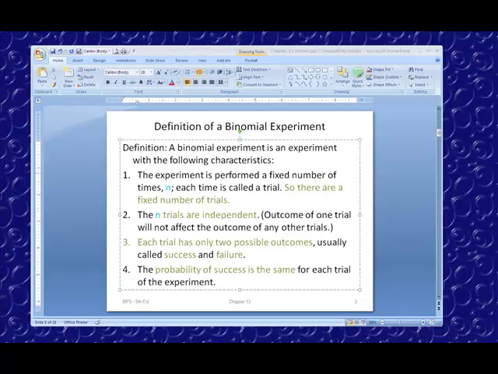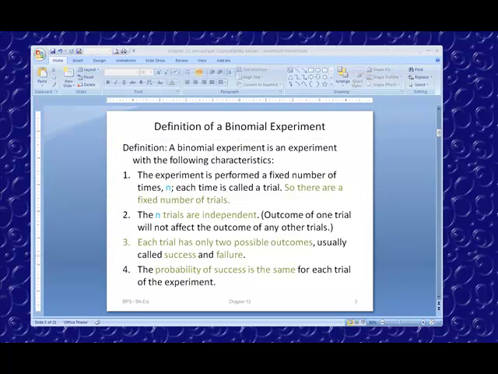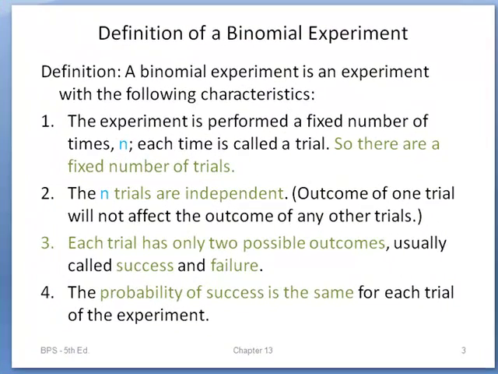Now, the definition of a binomial probability distribution. We're going to look at four characteristics that a binomial distribution or binomial experiment has to have. The experiment is going to be performed a fixed number of times. We're going to call this n. Each of these times is called a trial. So there will be a fixed number of trials that we're going to denote by the letter n. Now, these n trials have to be independent. That is, outcomes of one trial will not affect the outcomes of another trial.